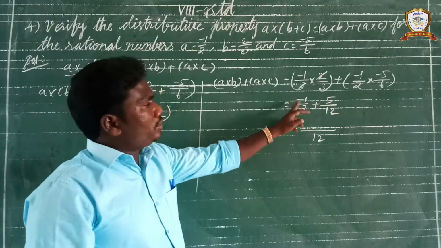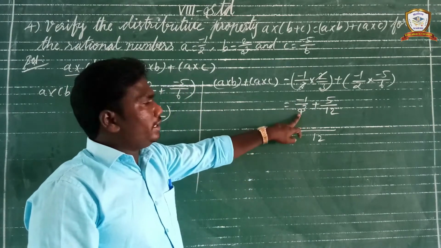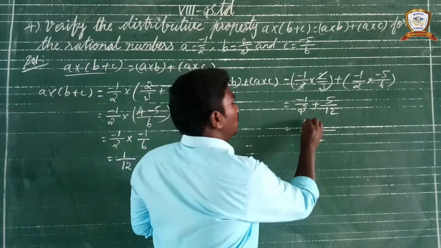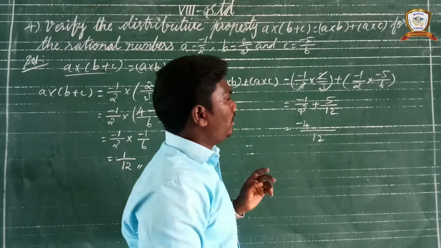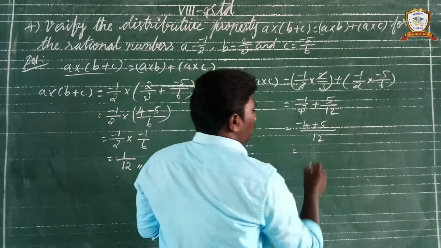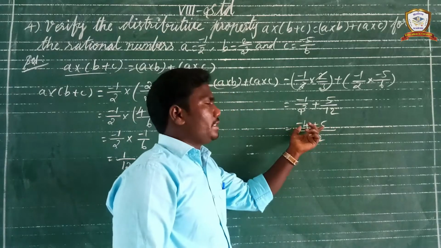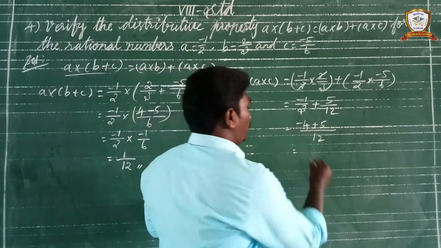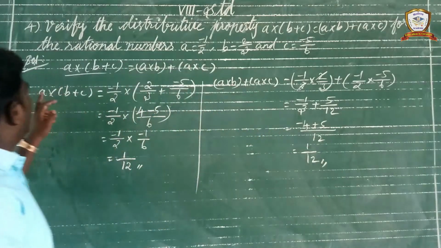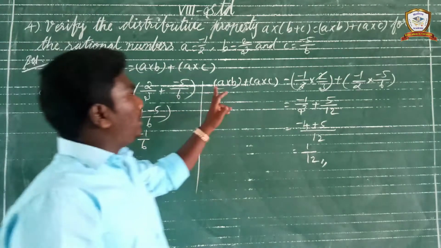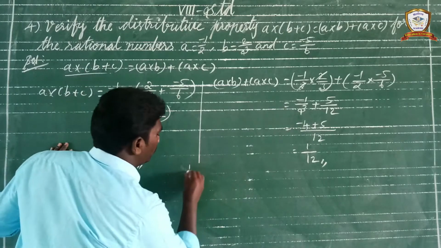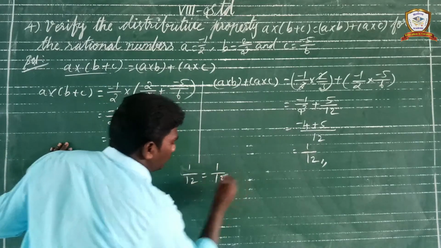Now for the minus 1 by 3 rational number, denominator 3, 3 table 12, how many times? 4 times. That 4 multiplied by numerator 1, 4 is 4, minus into plus is minus. Okay. The next denominator is 12 only, so the numerator will be taken as it is, plus 5. So here minus 4 plus 5, both different signs, so we subtract, 5 minus 4, 1, divided by 12. Okay, now listen. A into b plus c is equal to 1 by 12. A into b plus a into c is 1 by 12. So both are equal. Therefore 1 by 12 is equal to 1 by 12.